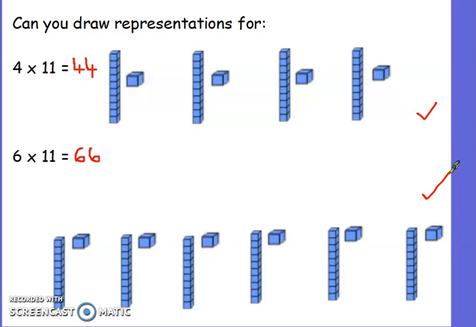If you'd like to practice drawing more using more 11 times table with your base 10, you may practice that in your maths book and pause the video. If you feel confident, let's move on.